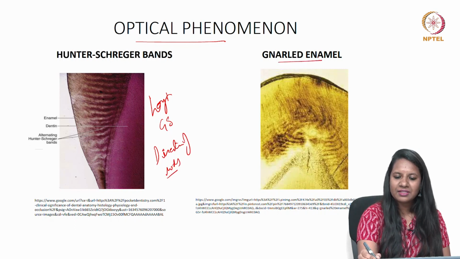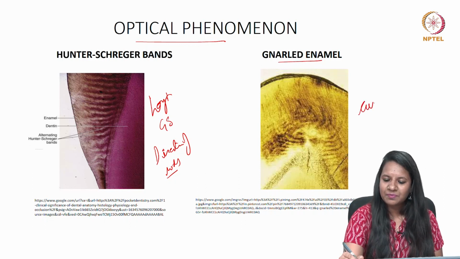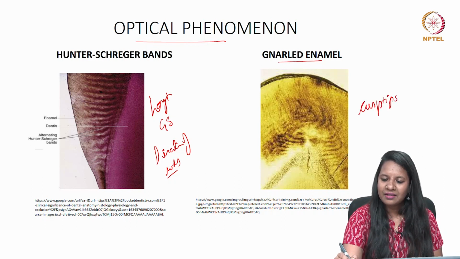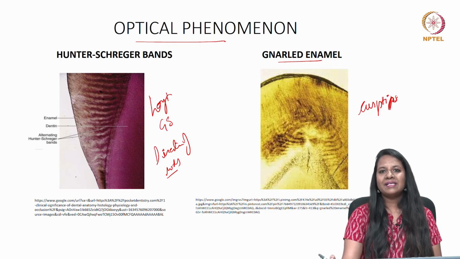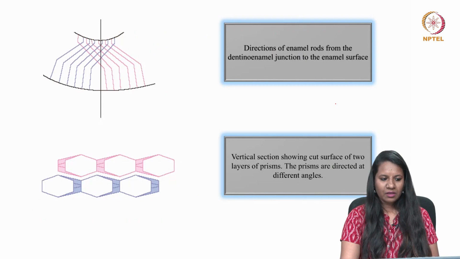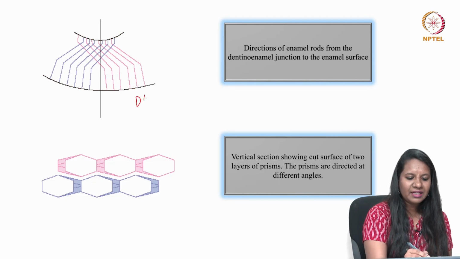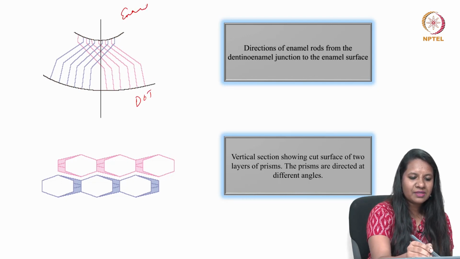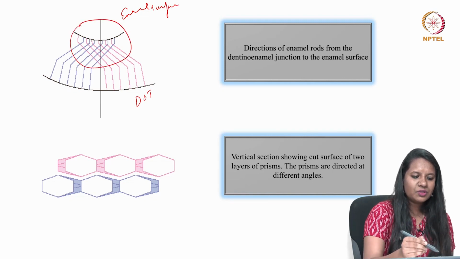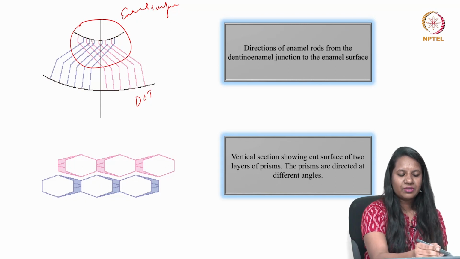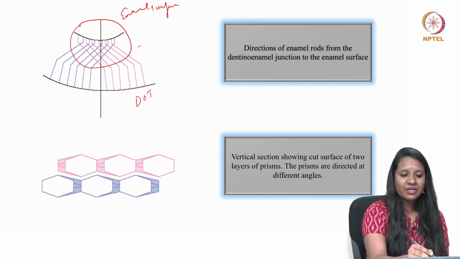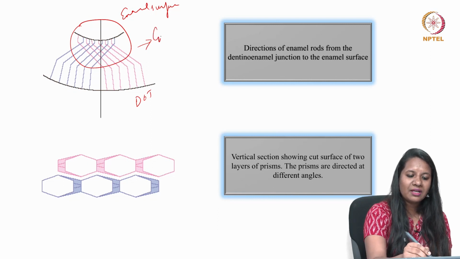And next is the knarled enamel, which will be seen in the cusp tips, where the enamel rods will twist and have a complex arrangement. So, this is the picture depicting the direction of enamel rods from the DEJ to the enamel surface, and at the surface it gets twisted up and produces a complex structure. When we see it under the microscope, it will give you an optical phenomenon called knarled enamel.